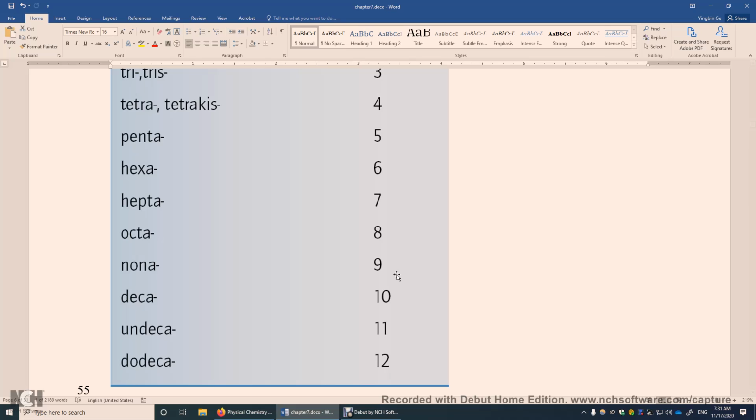I think this is just because I forgot the history of whatever country. There was a 10-month calendar. So months 7, 8, 9, and 10 were September, October, November, and December. I think that's why.